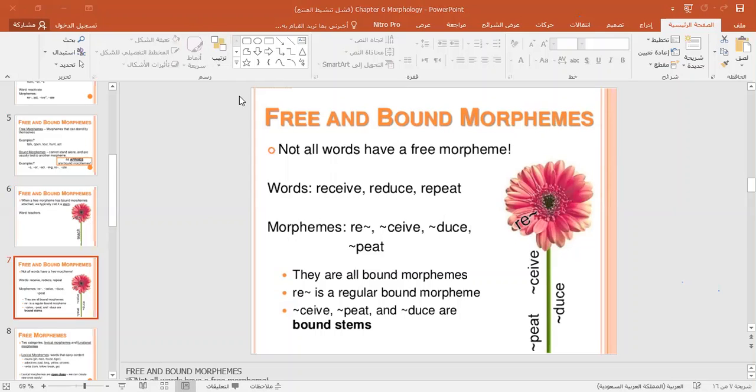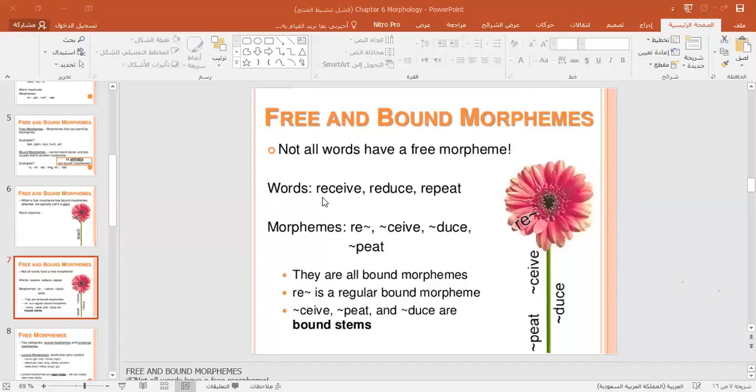Which is a free morpheme here in the word receive? Maybe we don't have. We don't have free morphemes here. Why don't we have free morphemes? Why don't these words have free morphemes? Can you tell? Maybe because all of it is suffixes and prefixes.